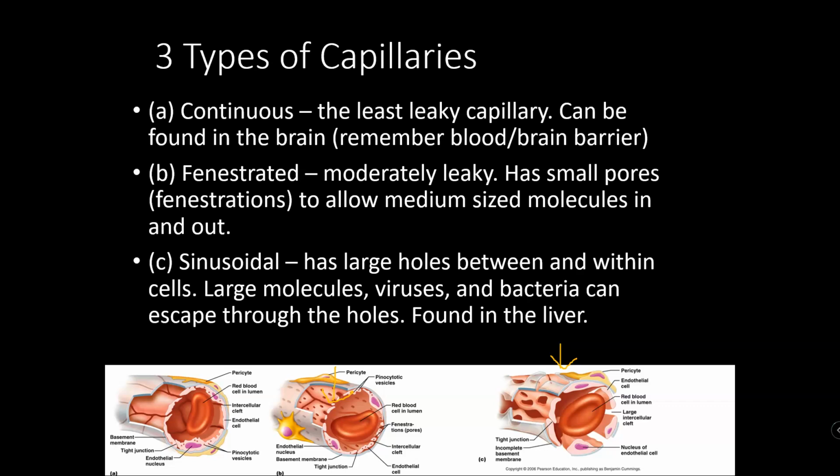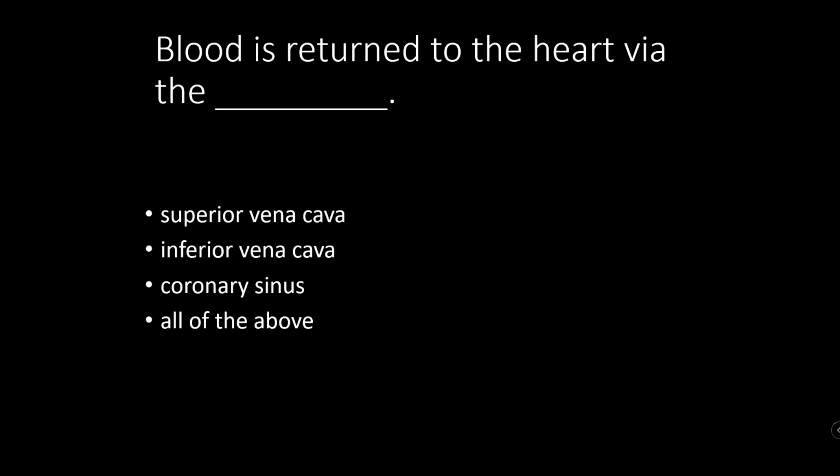But there's a risk associated with that, which is that because bacteria can leak through, the risk of infection is relatively high. So we better have a really good immune system wherever we have those sinusoidal capillaries, and your liver does have a pretty good immune system hanging out there. So it's adapted for that.